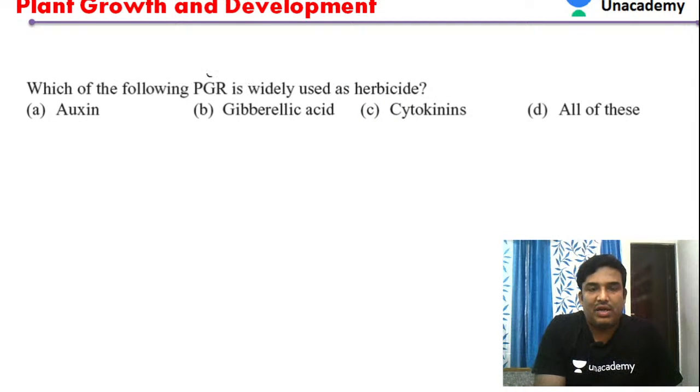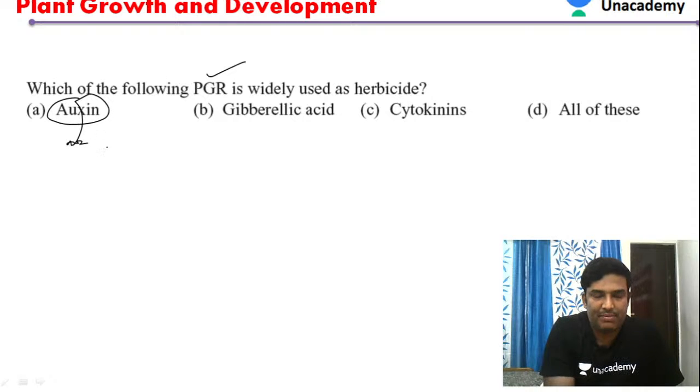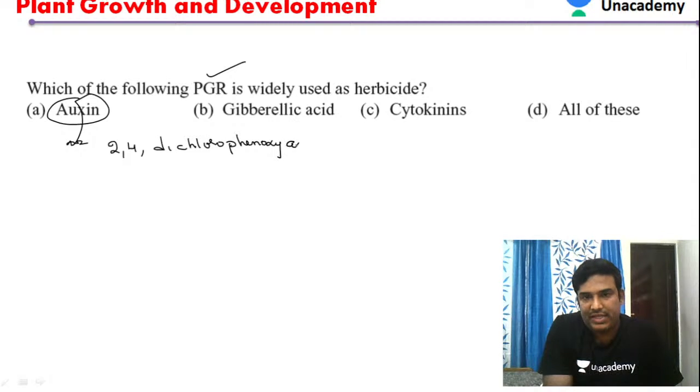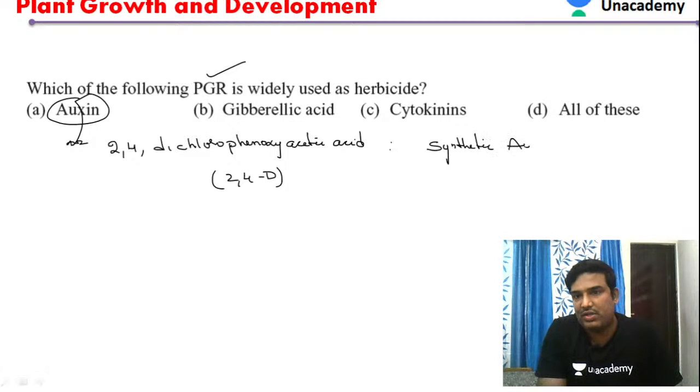Which hormone is used as a herbicide? The herbicide is auxin. Specifically, the hormone used as herbicide is 2,4-dichlorophenoxyacetic acid, that is 2,4-D. It is an artificial synthetic auxin, not a natural auxin. It is prepared in the laboratory, and it acts as a herbicide as well as a weedicide.